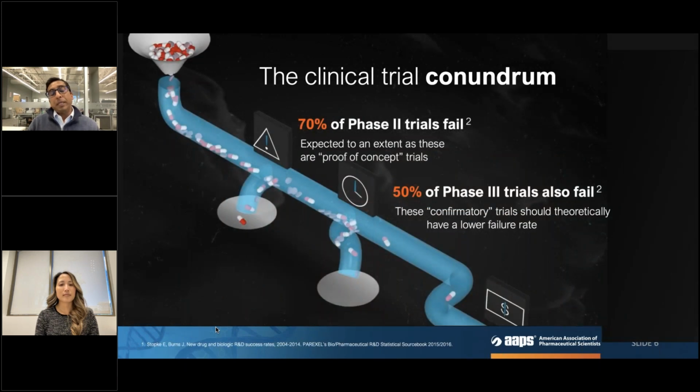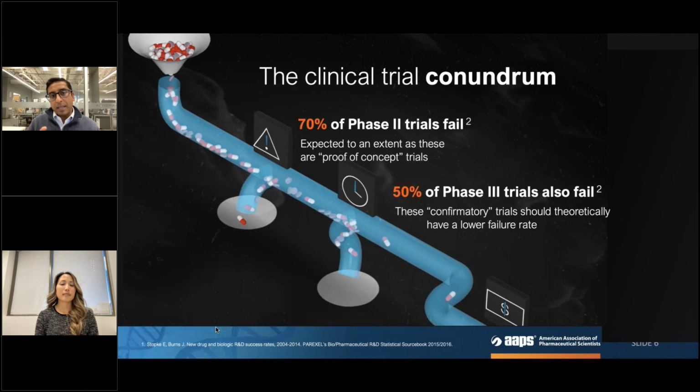When we think about this and begin to break it down by actual phases of clinical trials, what we find is that among those agents that enter into clinical studies, 70% of them fail at the phase 2 level. Now, arguably, this could be expected as phase 2 is really meant to serve as a proof of concept and to provide some early evidence for the underlying efficacy.